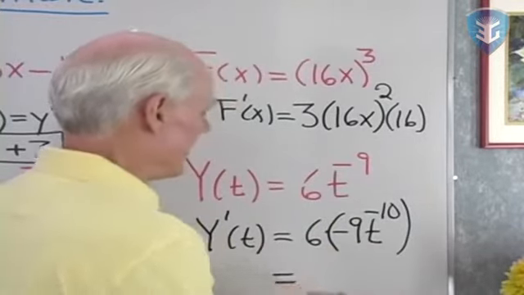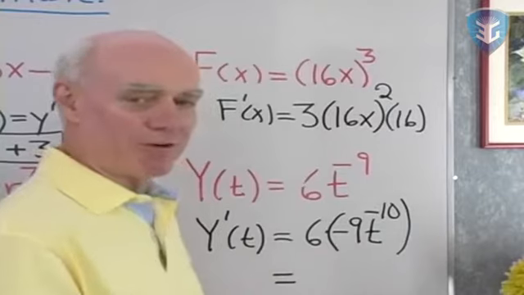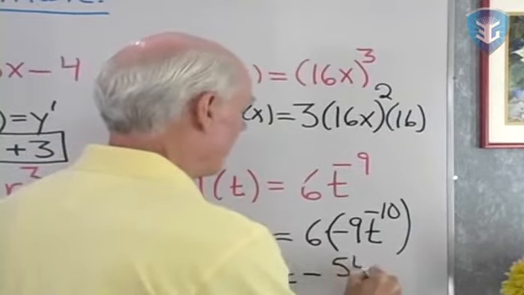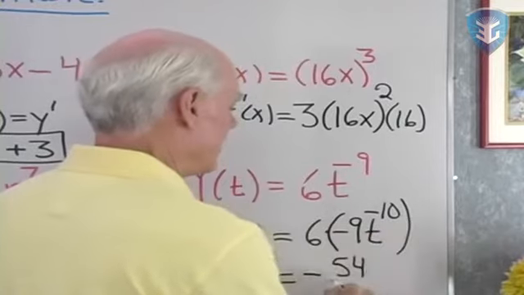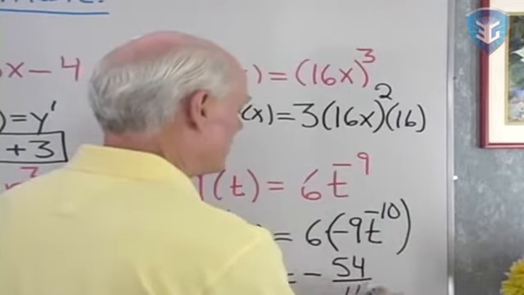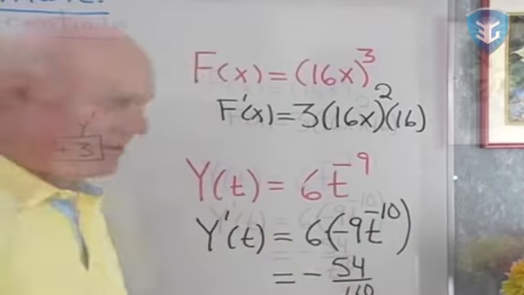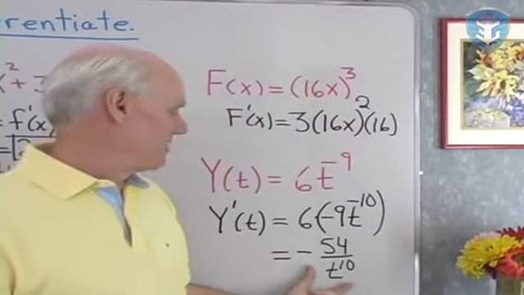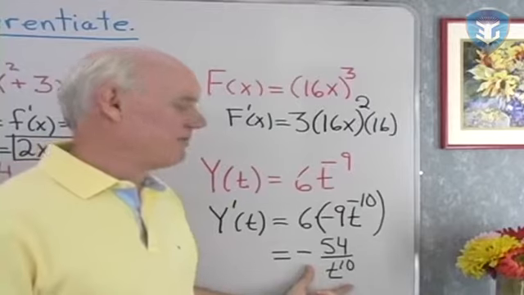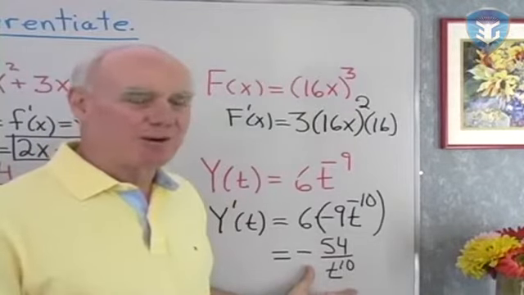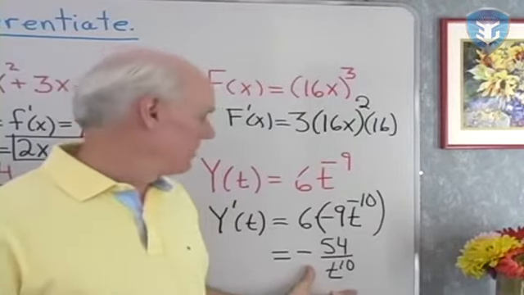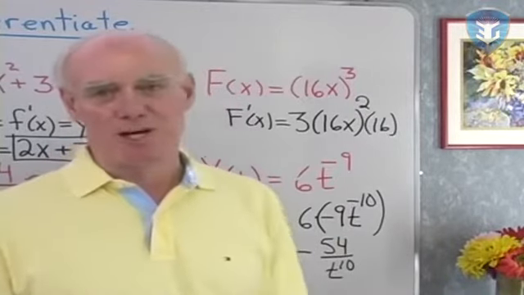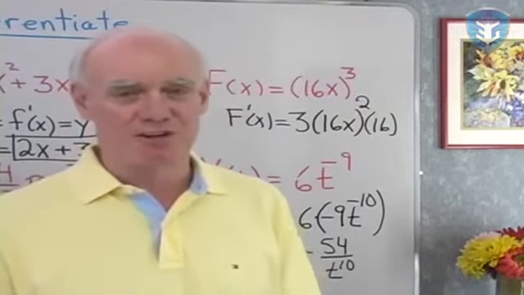Let's simplify that one. 6 times 9, 54. Positive times negative, negative, so negative 54 t to the negative 10, so how about 54 over t to the positive 10th? And so there you have negative 54 over t to the positive 10th. If you left it as negative 54 t to the negative 10th power, that's okay. It's still the correct derivative, but a lot of times instructors like you to write your exponents as positive numbers. So you have to see what your instructor wants you to do.